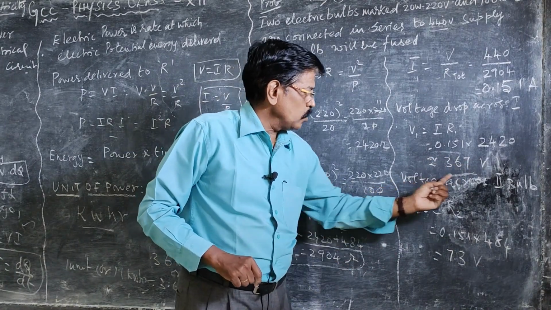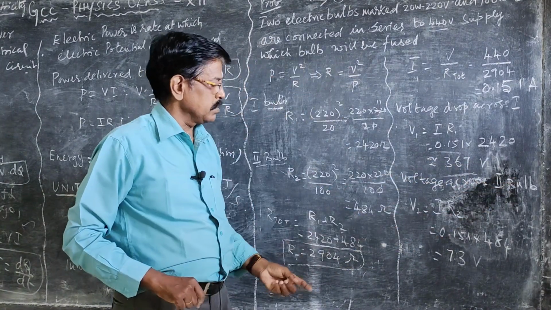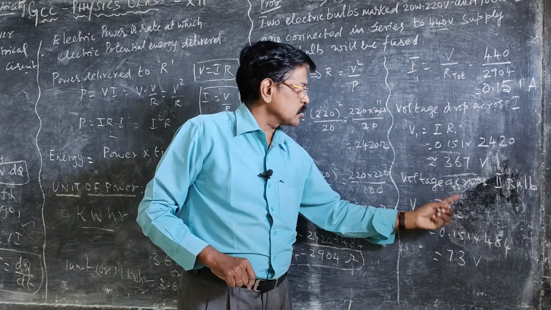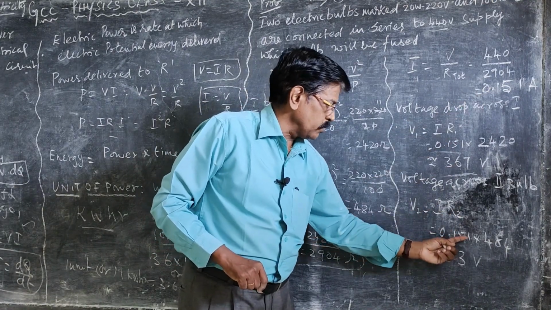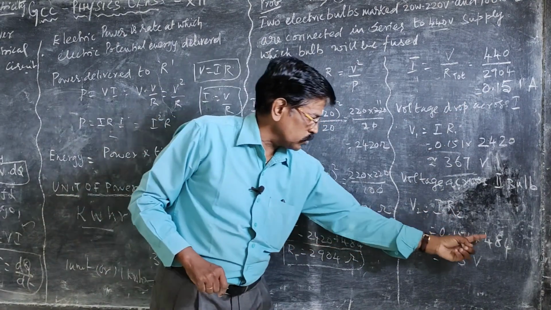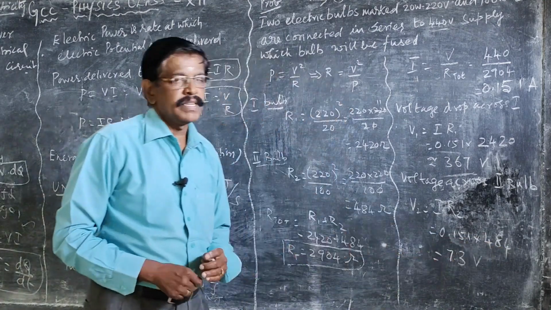Then the voltage drop across the second bulb. So V2 equal to I into R2. I is 0.151 into R2 value. You substitute R2 value 484, 73 volt.